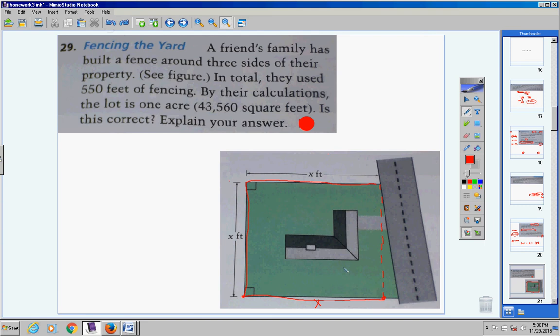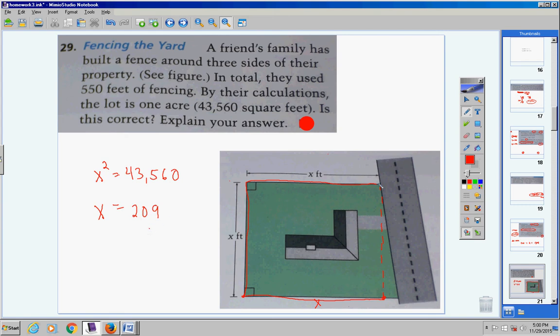I've got a square, so the area they're claiming is 43,560, okay? So that means X times X. If I take length times width, I should get 43,560, or a little bit less than that, okay? Take the square root of both sides, and I'm going to get 208.7, so about 209.